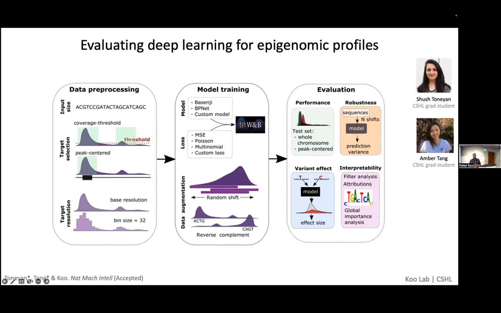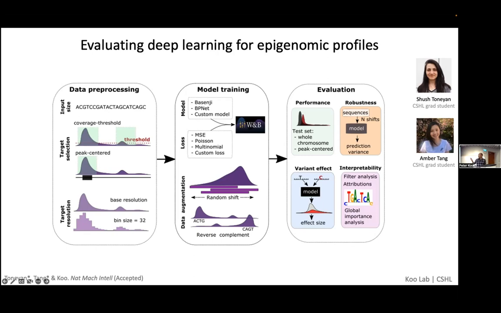It's really complicated to know what are the actual innovations, the building blocks that are generalizable that we can use in the next generation of neural network systems in this space. So it's really challenging because we haven't been able to really evaluate these models, especially the binary classification models and the quantitative regression models, which are newer. So Shushan and Amber, two talented grad students in my lab, have systematically analyzed hundreds of deep learning models across so many different modeling choices.